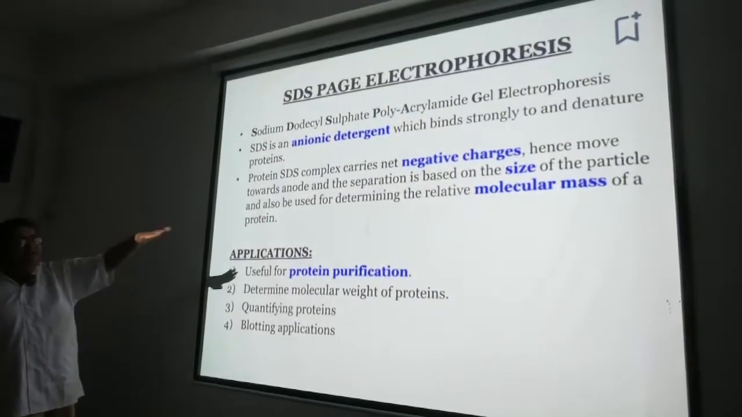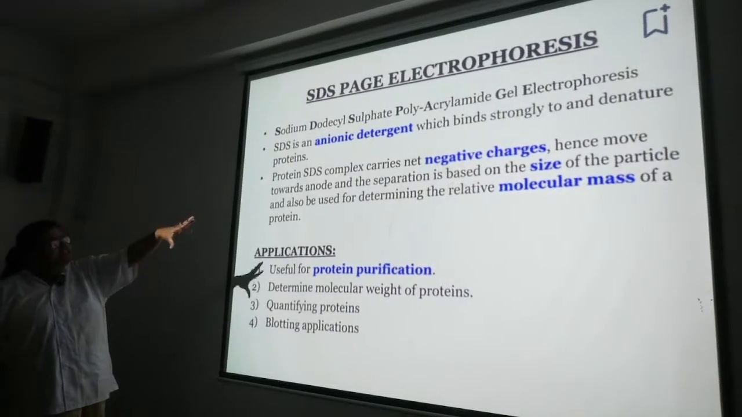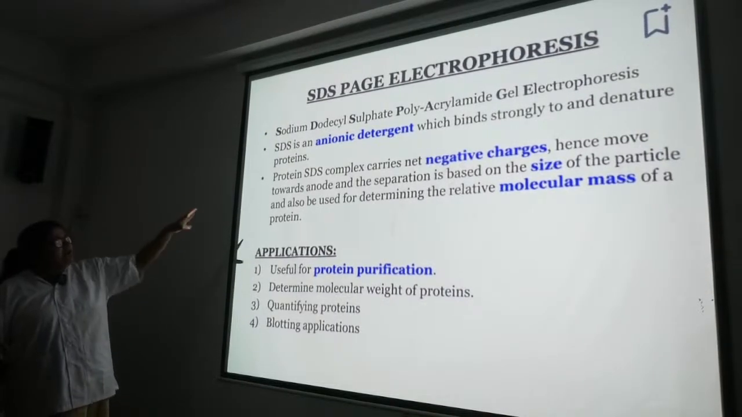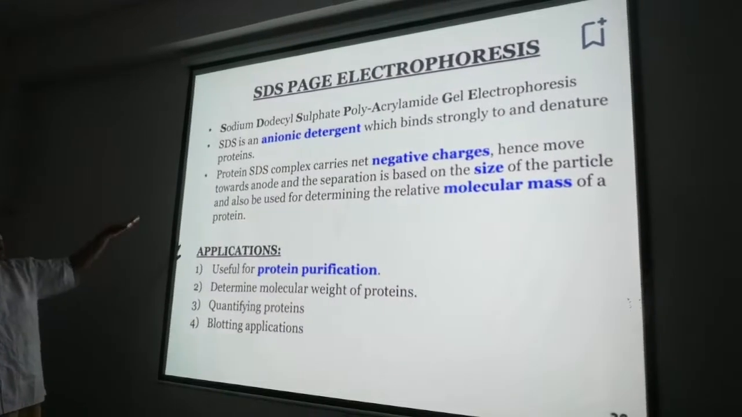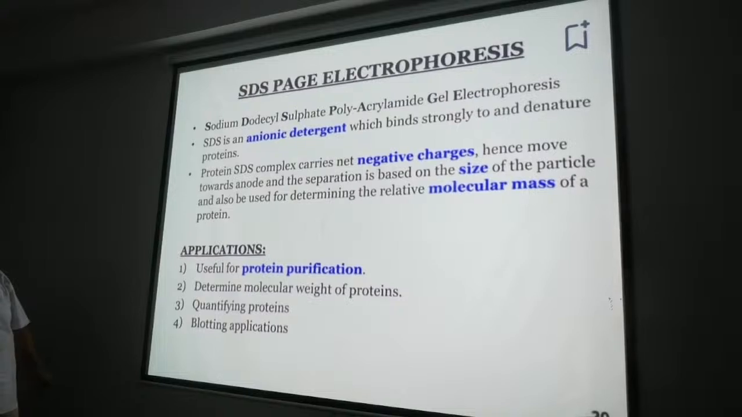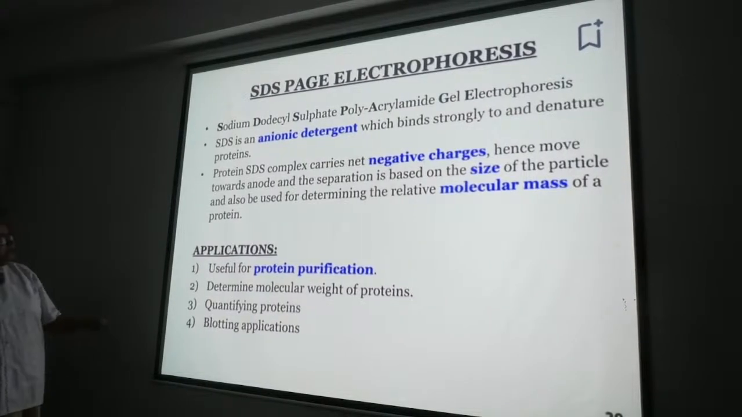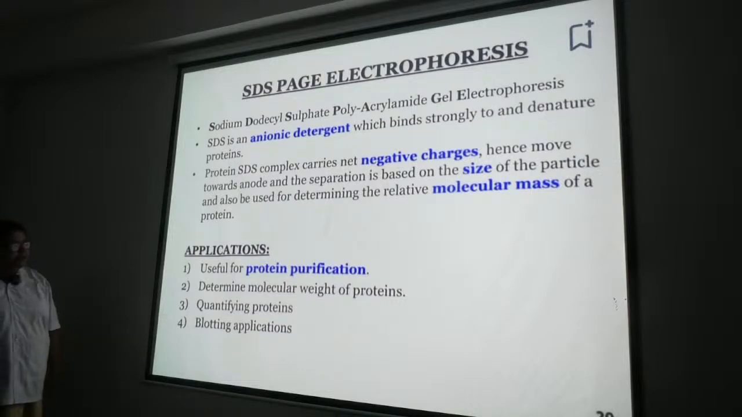All the protein compounds are negatively charged due to the SDS, after forming the protein-SDS complex which carries negative charge. Now they move towards the anode, and separation is based on the size of the particle. Okay, and it determines the relative molecular mass. Applications are useful for protein purification, determining the molecular weight of proteins, quantifying proteins, and blotting applications.